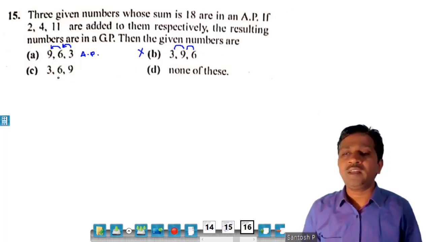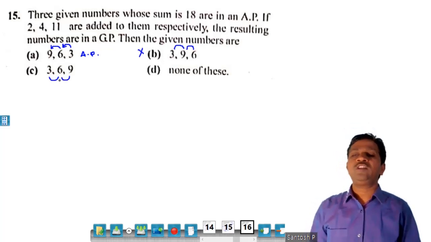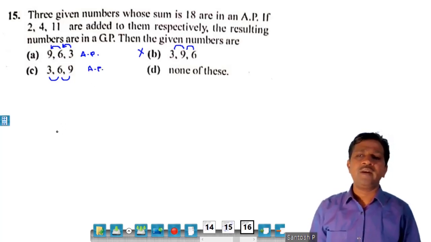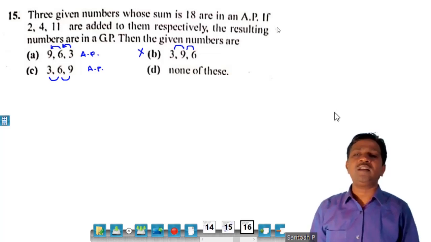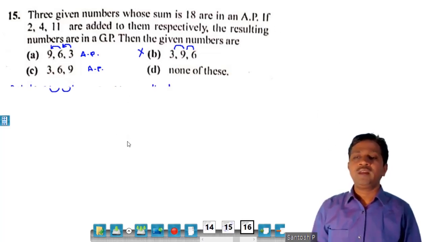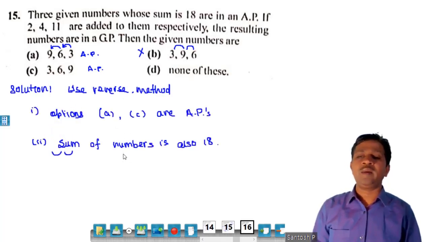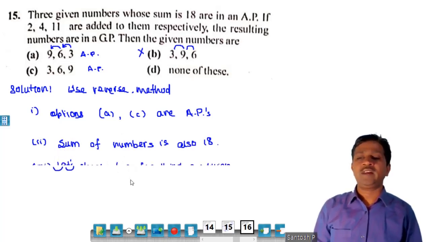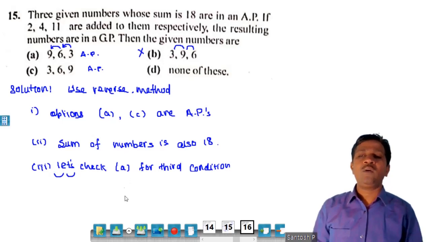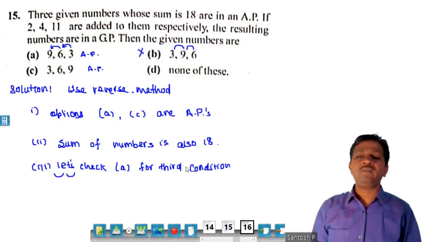Now in option C, this difference 6 minus 3 is 3 and 9 minus 6 is 3, and therefore this is also an AP. The first condition of AP is satisfied by option A and option C. Now let us see another condition. If 2, 4, 11 are added to these numbers, then we will get a GP. Options A and C are the APs. Their sum is also 18, so that condition is also satisfied.